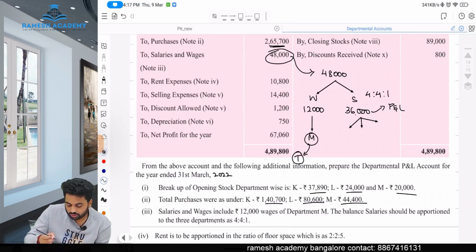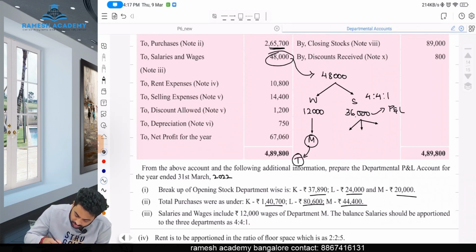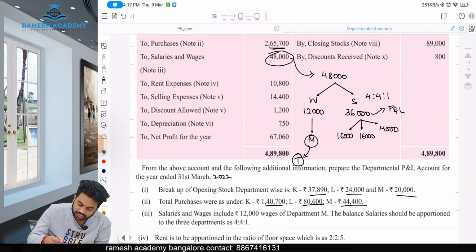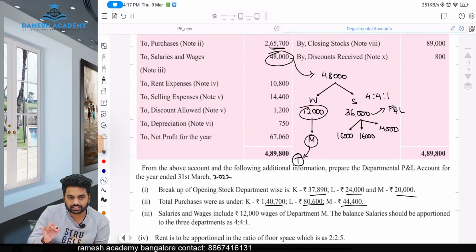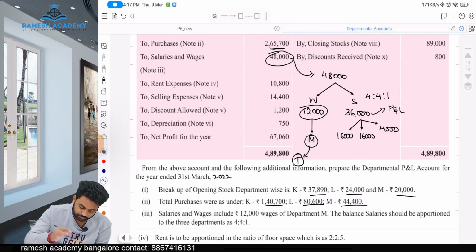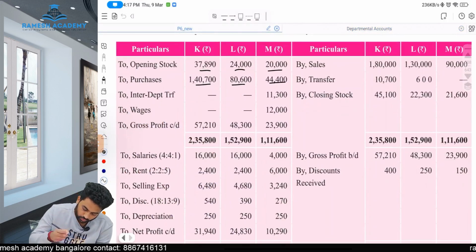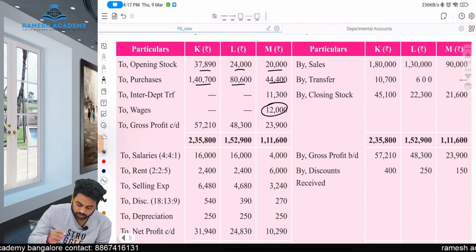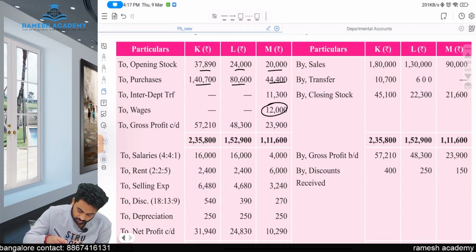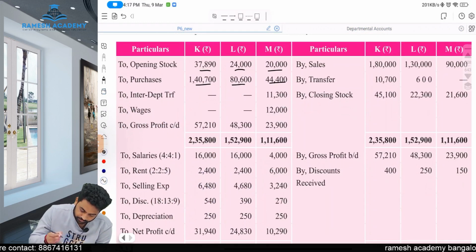4:4:1. So 36,000 divided by 9 will get 4,000, so 16,000, 16,000 and 4,000. But for the time being, you take only this. Wages 12,000. Which column? M column. Wages, M, 12,000. Okay, sir. Done.